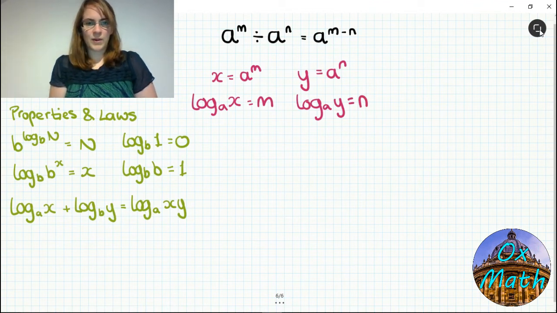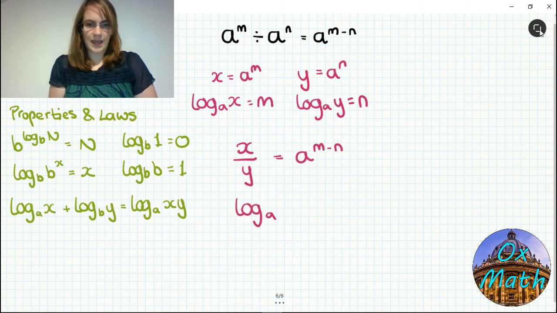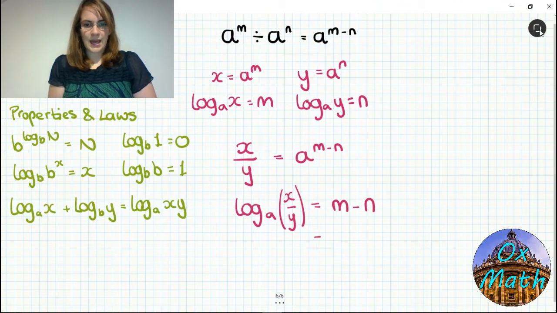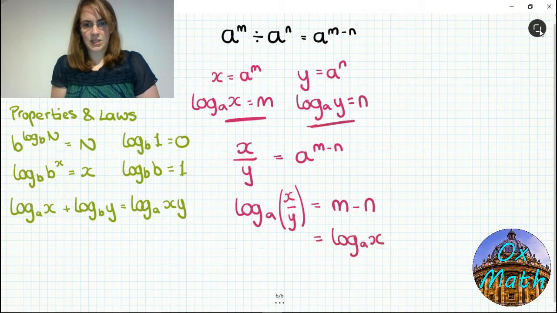Now this time we've got our first number a to the power m, which is x, divided by a to the power n, which is y. So I'm just going to write my division as a fraction here, and that is equal to a to the power m minus n. Using our log laws to rearrange this then, log base a of x over y is equal to m minus n, and as we did before, m is actually equal to log a of x, and n is actually equal to log a of y.